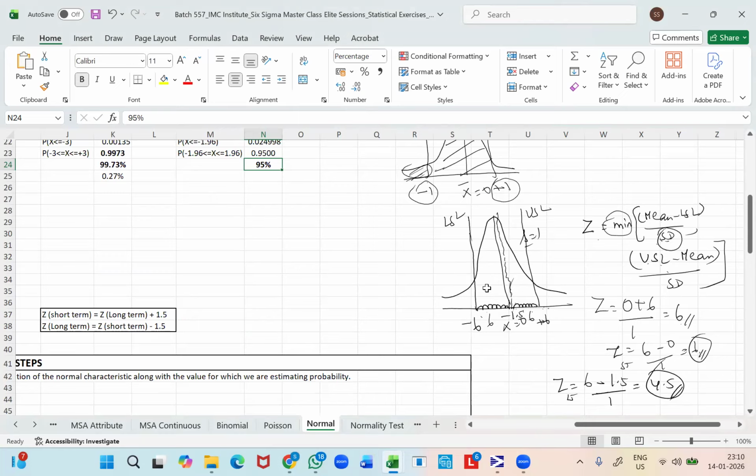So even if the mean is going to move towards the LSL side, we would have applied the LSL side formula to calculate the sigma level. So you would have got the same 4.5. Just assume the mean to be minus 1.5, right? So applying the LSL side formula, what will be the sigma level? Mean is minus 1.5 and LSL is minus 6. So minus 1.5 minus of minus 6. So minus 1.5 plus 6 divided by standard deviation, which is 1. So again, 6 minus 1.5, you would have got 4.5 as the sigma level, right? So even if the mean is tilted towards the LSL side, still 4.5 would have been the sigma level.